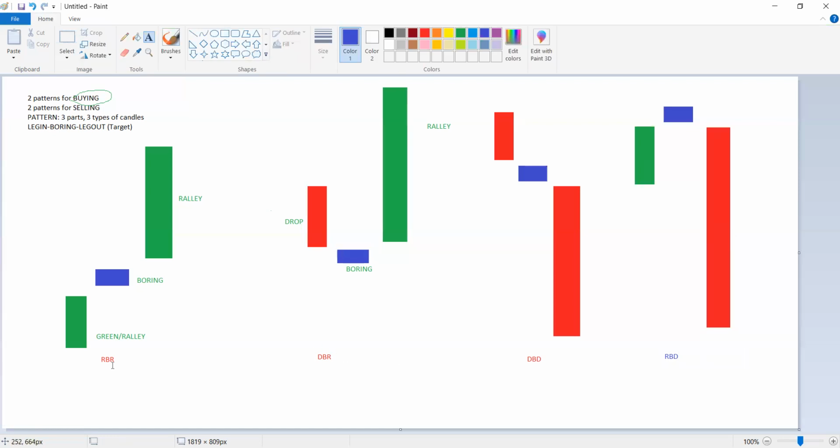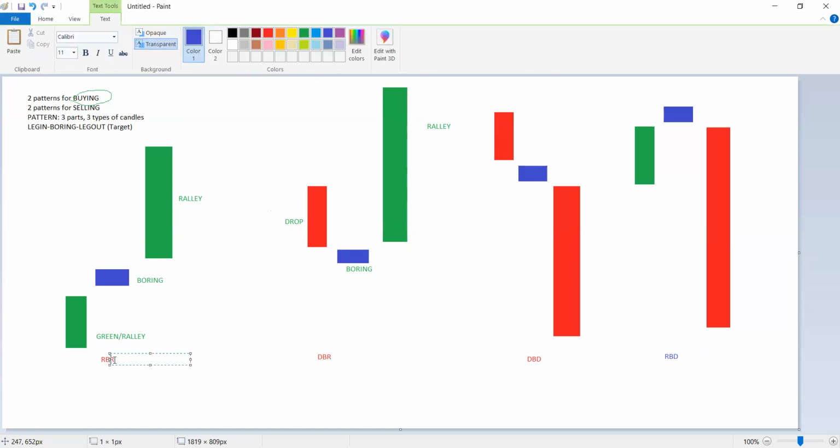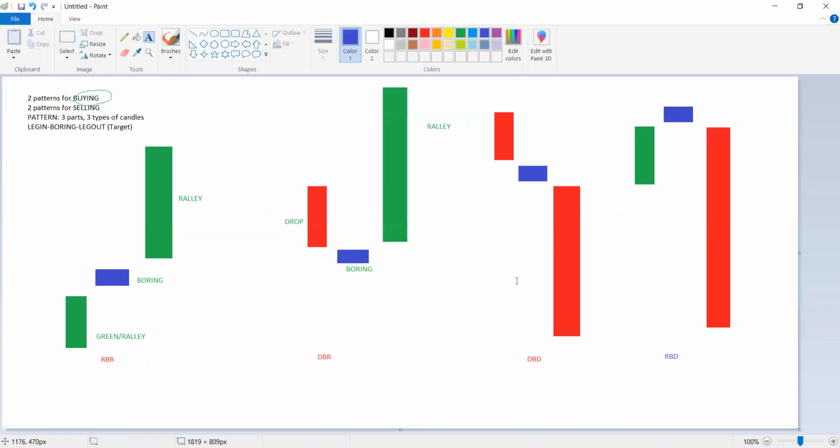RBR, DBR. Observe the last character. R means rally. Rally means green candle. Green is always buy. And observe here DBD, RBD. The last character is D, which is drop. So drop is nothing but red candle. Red is selling. So these are the 4 patterns we are going to study. Nothing apart from this. The whole discussion now revolves around these 4 patterns.